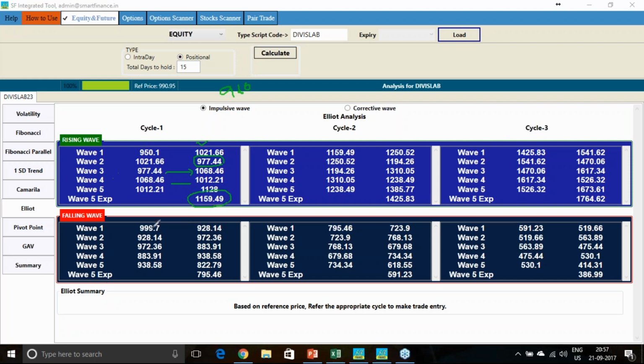Or this is a falling sequence. So say 1021 doesn't happen, it has not happened. It has corrected. So once it is corrected, wave 2.